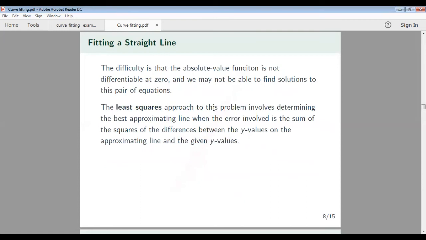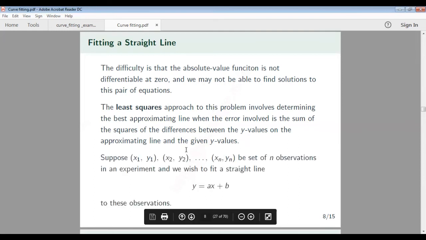So to solve this, the least squares method is proposed. What we do is determine the best approximating line, where the error involved is the sum of the squares of the differences between the y values of the approximating line and the given y values. As we have seen earlier, let (x1, y1), (x2, y2), (x3, y3), etc., (xn, yn) be the set of n observations, and we want to fit a straight line to this set of observations. The equation is y equal to ax plus b.